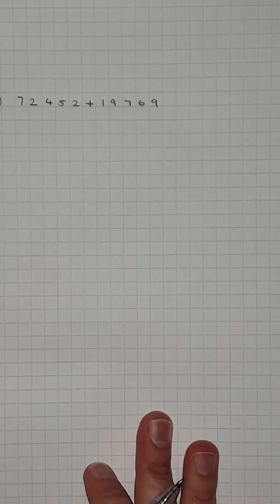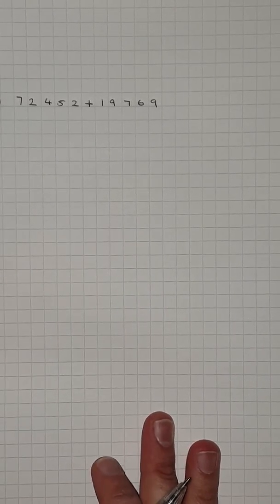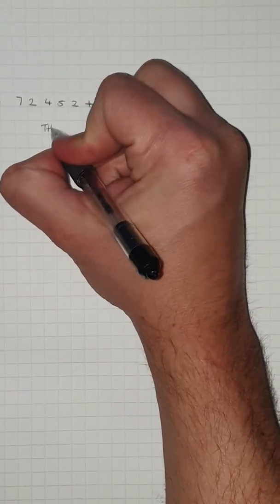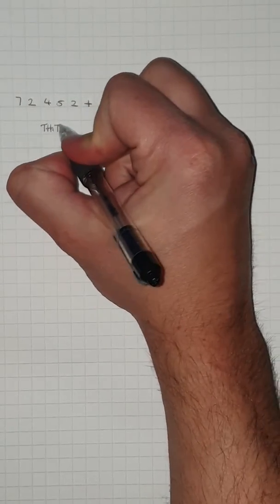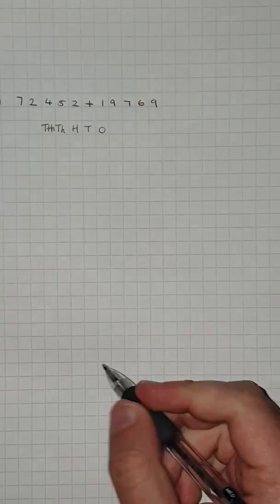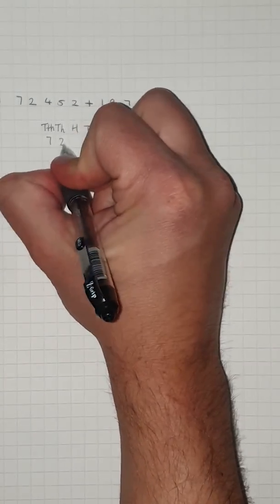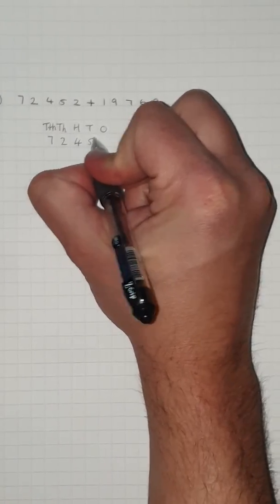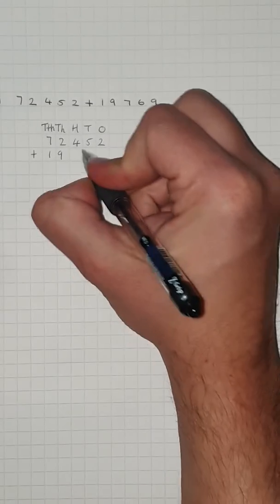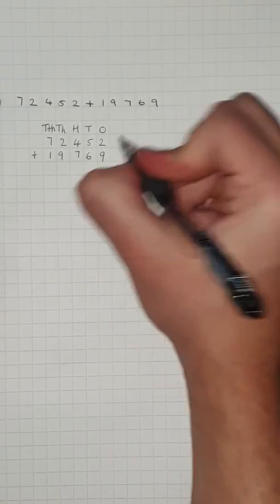And then the final part is we get onto the more tricky questions. So headings again, always headings first. 72,452 plus 19,769.